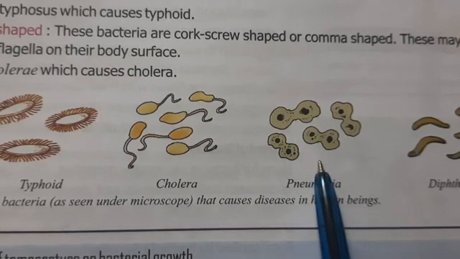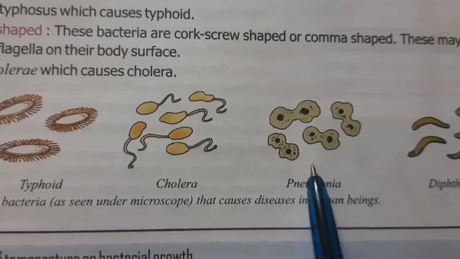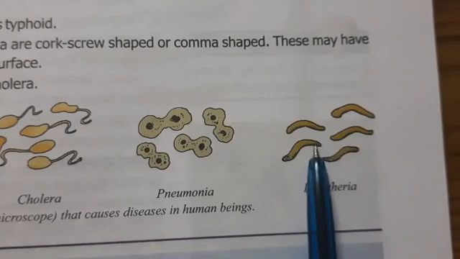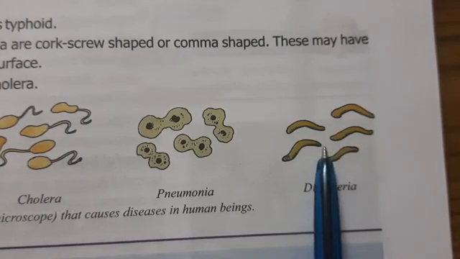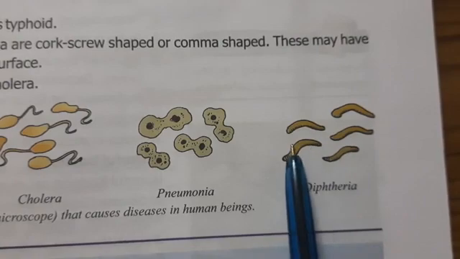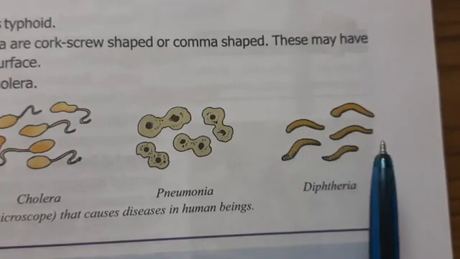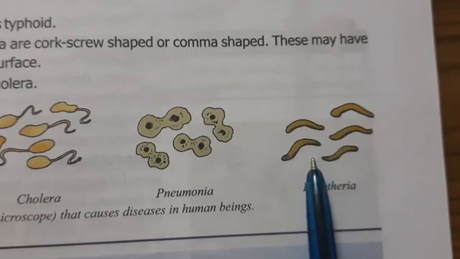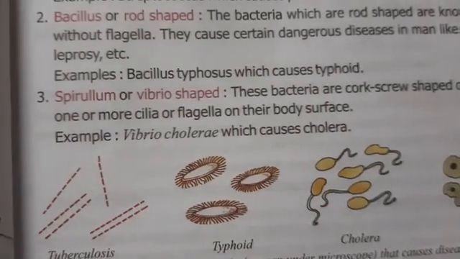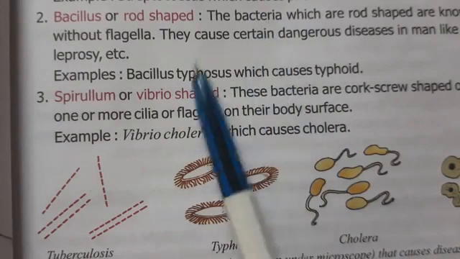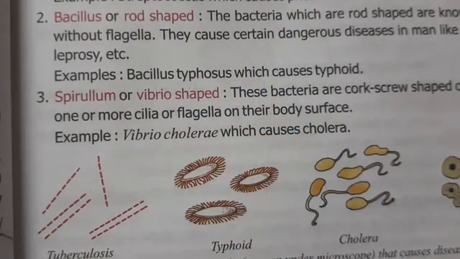streptococcus. Then you have the bacillus, or the rod shape. See, it looks like this, the bacillus. These bacteria are rod shaped, as you can see in the figure, so that is why they are called bacillus, and they cause many dangerous diseases in human beings like TB (tuberculosis), diphtheria, tetanus, leprosy, all this. And then you have Bacillus typhosus, which causes typhoid. Children, you will have to learn the names of all these bacteria which cause various kinds of diseases.